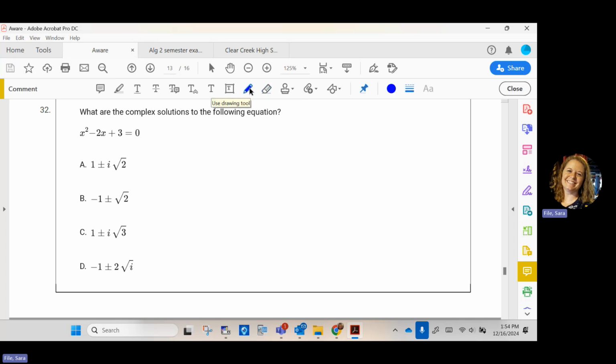Okay, so we could see these are in the form ax squared plus bx plus c. So we are going to identify our a, b, and c. So a is an understood 1, b is the -2, and c is a +3. So then we are simply plugging them in to the quadratic formula.